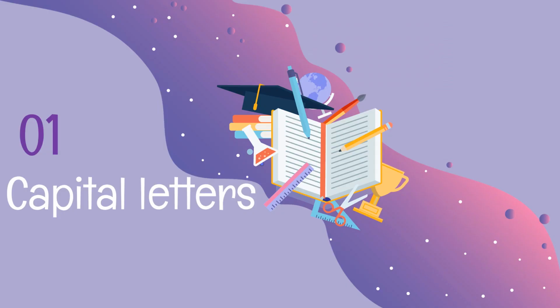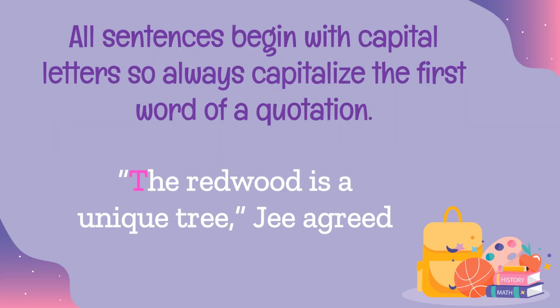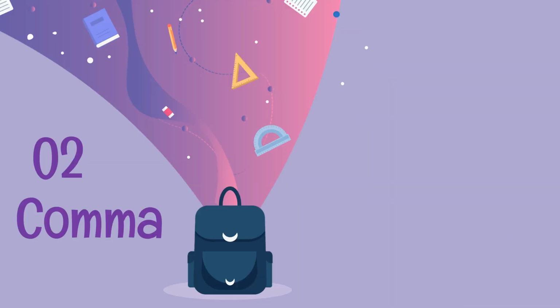Now, the first one here is the capital letter. All sentences begin with capital letters, so always capitalize the first word of a quotation. We use quotation marks when we are quoting from someone, when we are using someone else's words. They said something and we want to say it again, so we use quotation. "The redwood is a unique tree," Gee agreed. You see, we have the quotation and then we have the capital letter in the beginning because we started our quotation with a capital letter.